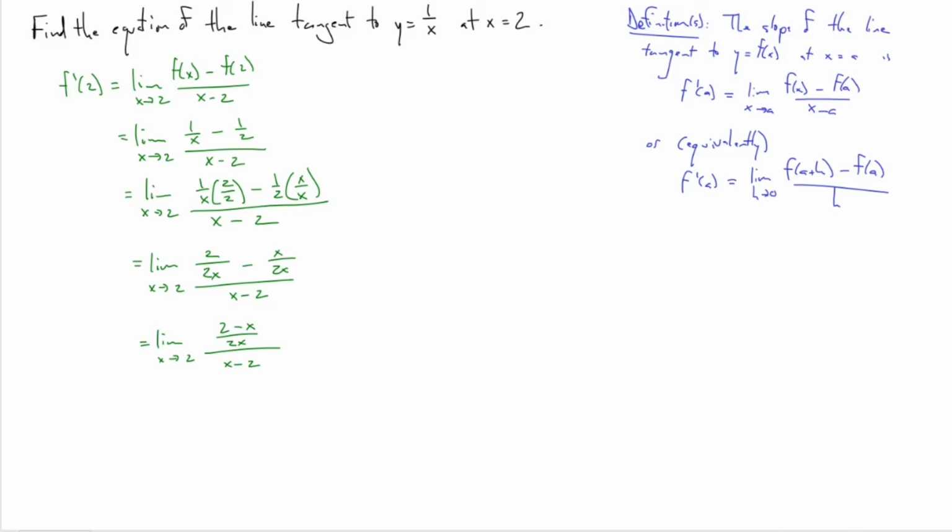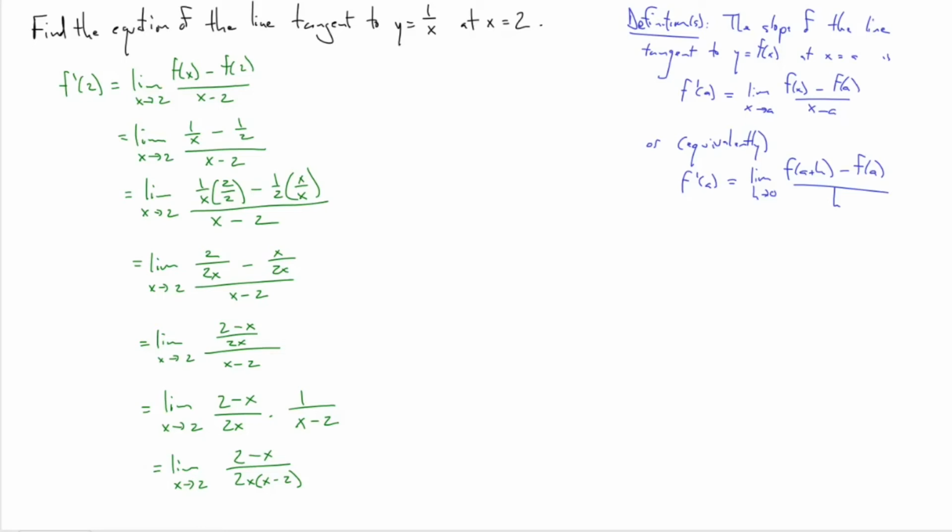Now we've got a fraction on top of a fraction, a mixed fraction, an improper fraction, I guess people call those. That's no good. Dividing by x minus 2 is the same thing as multiplying by 1 over x minus 2. And so when you put it all together, you get the limit as x approaches 2 of 2 minus x over 2x times the quantity x minus 2.